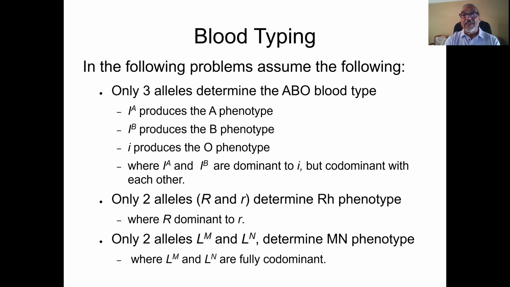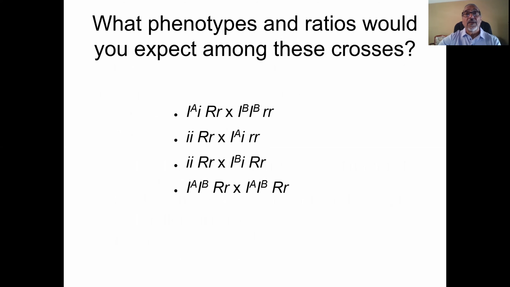That is, in order to have the M blood type, you must be homozygous LM. In order to have the N blood type, you must be homozygous LN. And the MN is heterozygous LM-LN. And moving along with these, you have to remember these. These blood types will be on the exam later on. This is necessary information to do the following exercises.